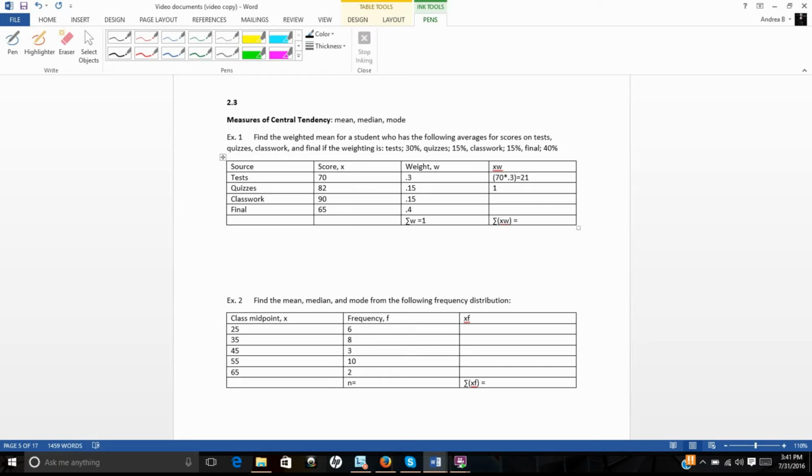So in that case there, we'd get 12.3. Same sort of thing for the next one. We do 90 times 0.15. I get 13.5. 65 times 0.4 to get 26.